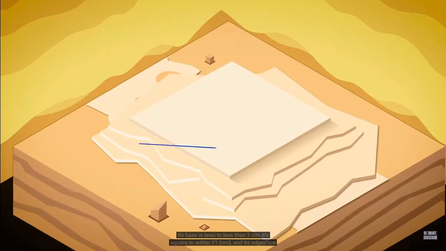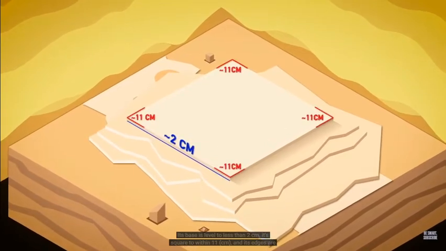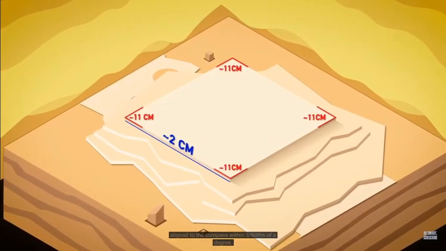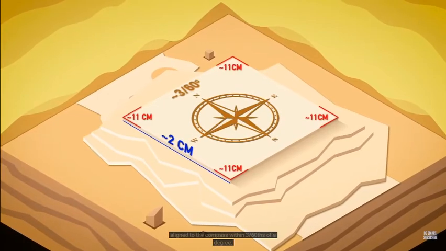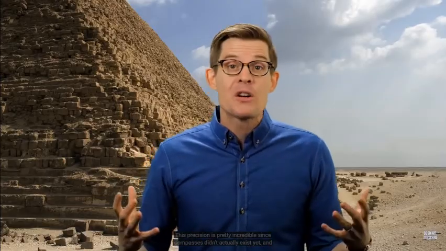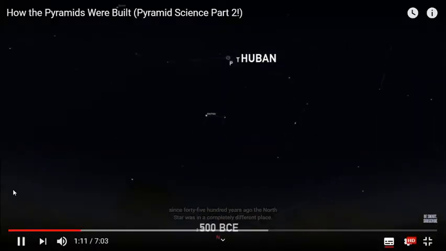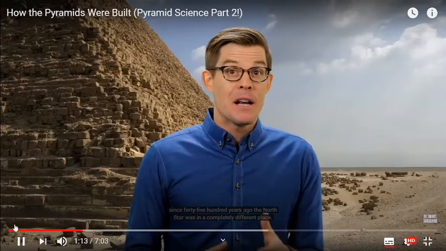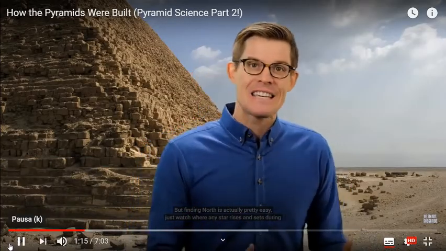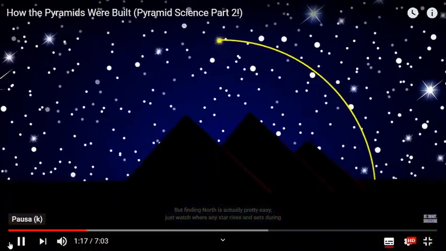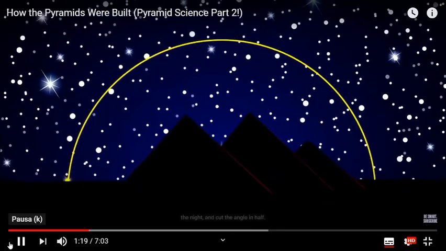Its base is leveled less than 2 centimeters, it's square within 11, and its edges are aligned to the compass within 3/60ths of a degree. This precision is pretty incredible since compasses didn't actually exist yet, and since 4,500 years ago, the North Star was in a completely different place. But finding north is actually pretty easy. Just watch where any star rises and sets during the night and cut the angle in half.